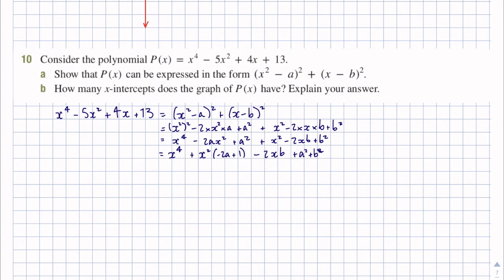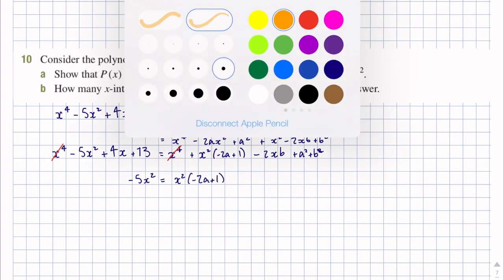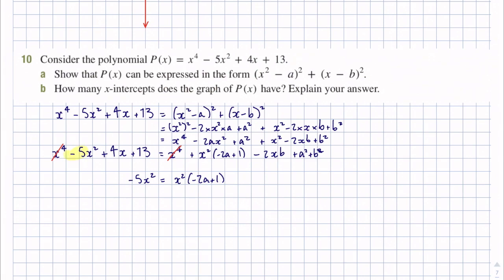Okay, which means if I've got this one equals this, that means I've got x to the 4 on both sides, but I also have negative 5x squared equals x squared negative 2a plus 1. Like what I can say is that my x squared terms must be equal, like we did in the last exercise. Which means that negative 5 equals negative 2a plus 1. So negative 6 equals negative 2a, a equals 3. Good start. Now all I need is b.